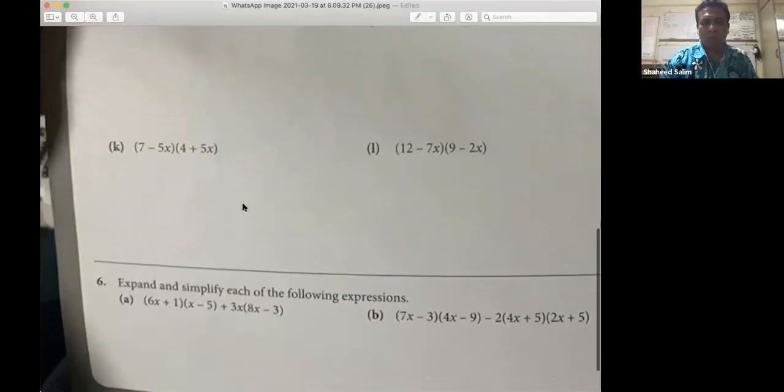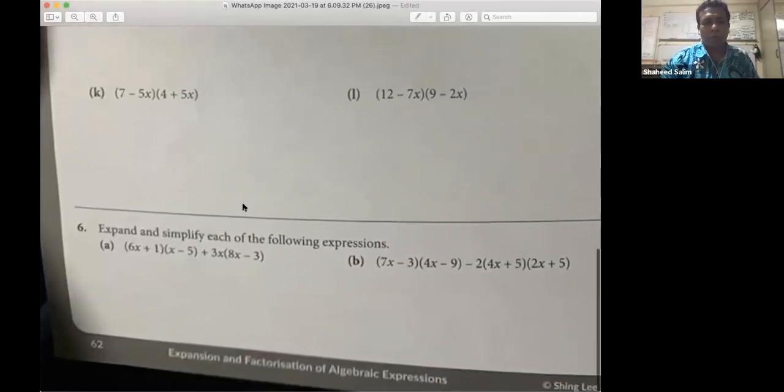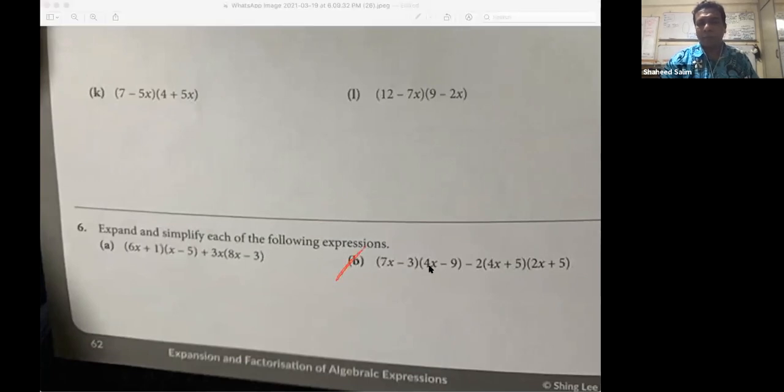Okay, we will move on to the next question. Now you look to be okay. Now let us see whether you can take on this one. It's basically a double question. Okay, you have to expand. You have to expand. After that, you minus or add accordingly.